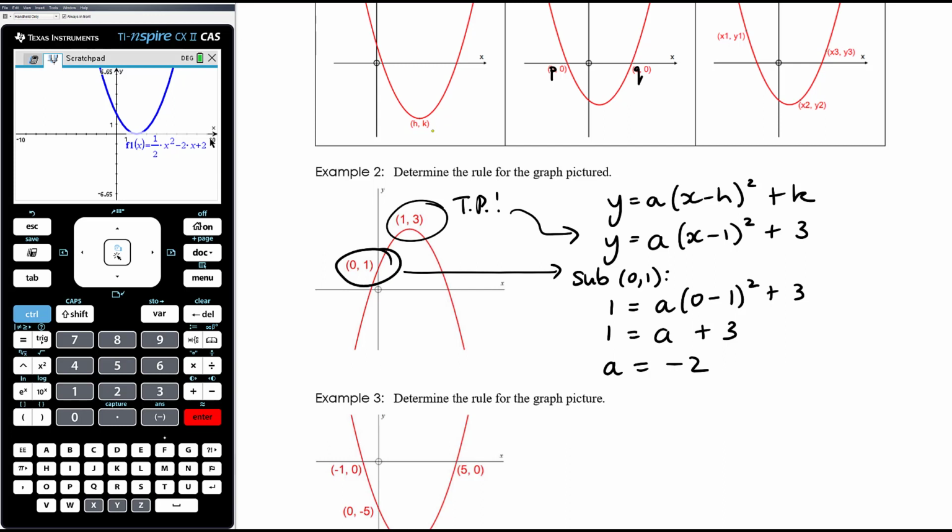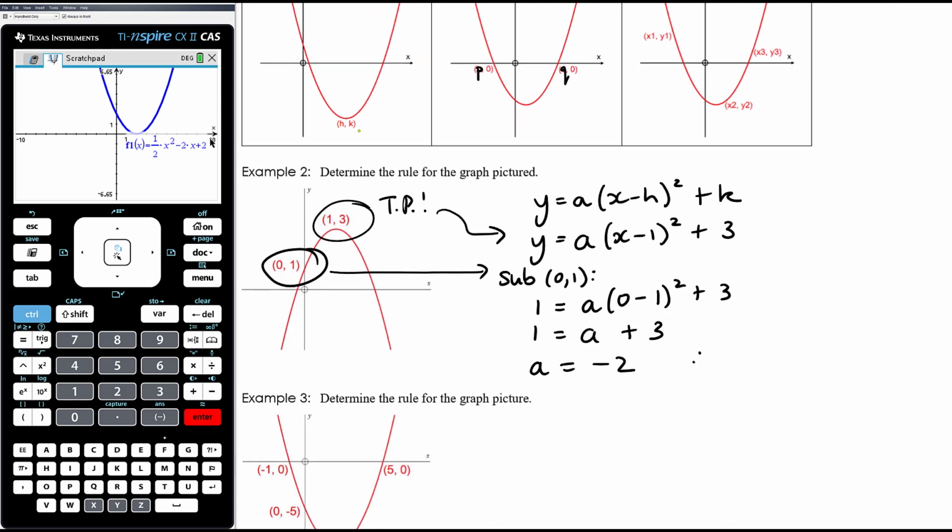Making sure we answer the question, so we want to determine the rule, so therefore answer our question. y is going to be negative 2 times (x minus 1) all squared plus 3. That would be the equation of this parabola pictured here.